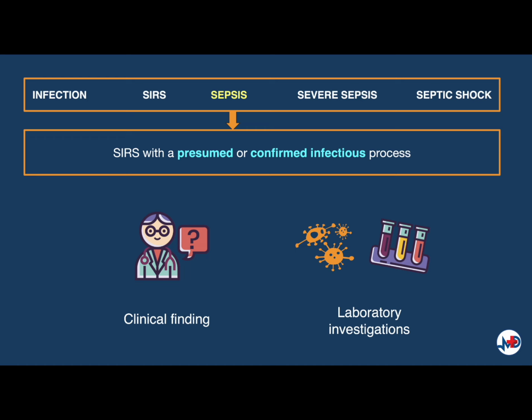So sepsis is SIRS with a presumed or confirmed infection, either based on bedside or clinical findings in corroboration with laboratory investigations. This simply means that if a person who has SIRS coupled with a source of infection identified either through clinical signs such as purulent or pus collection or an inflamed area with elevated C-reactive protein or positive cultures, this indicates sepsis.